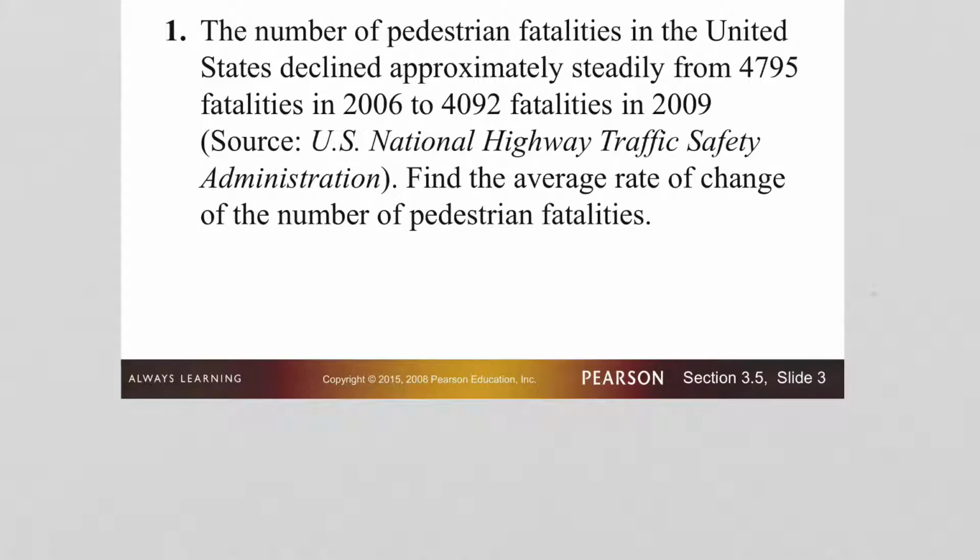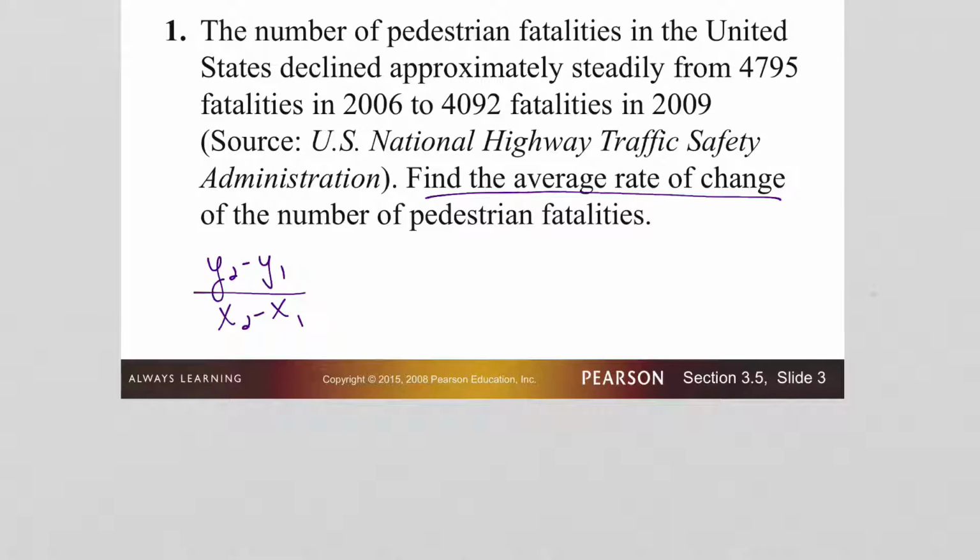So the number of pedestrian fatalities in the United States declined approximately steadily from 4,795 fatalities in 2006 to 4,092 fatalities in 2009. They give their source. Find the average rate of change of the number of pedestrian fatalities. Okay, so you might be asking yourself, well, I don't even know where to go from here. So here's what you want to do whenever you see problems like this. They are telling us find the average rate of change, right? So that means we know that we're going to use the slope formula.